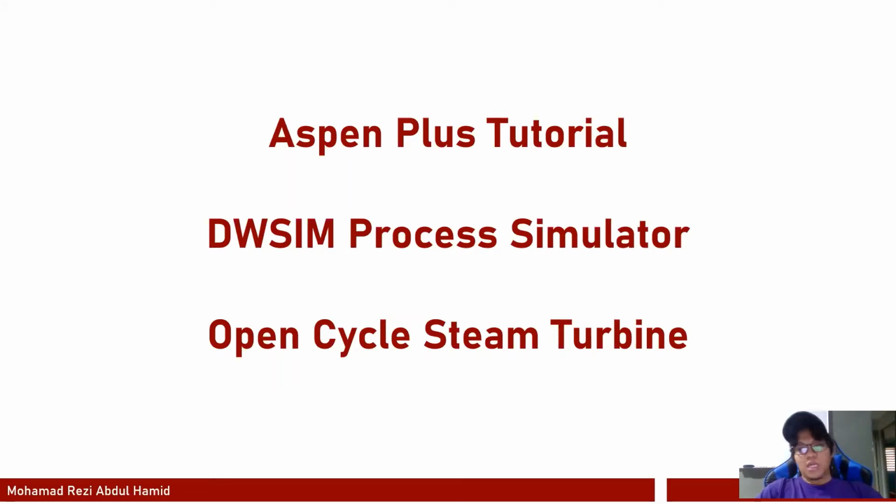For this week's tutorial, I'm going to do a simple simulation of the open cycle steam turbine process. I planned to use my Aspen Plus software for this simulation, but I still have issues with my Aspen Plus license, and it's going to take a while to get it renewed. So for the time being, I'm just going to use what I have, which is an open source process simulator. In this case, I'm going to use DWSim. So yeah, let's begin.